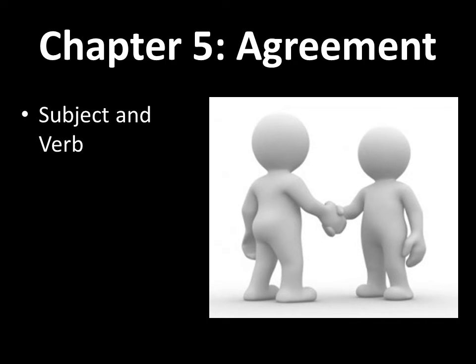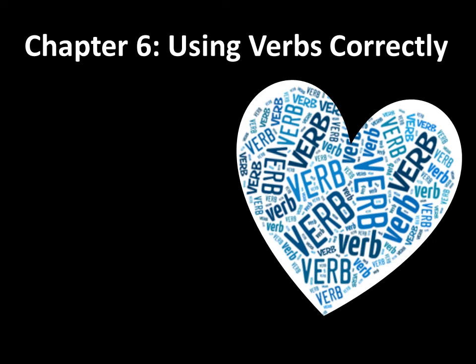Chapter 5 is all about agreement. You have subject and verb agreement and pronoun and antecedent agreement. Now, we've already covered pronoun and antecedent agreement, and we've already done a little bit of work over subject and verb before we had this week break due to winter, but we are going to go back and do this again. Chapter 6 is really where we should be right now, which is about using verbs correctly.